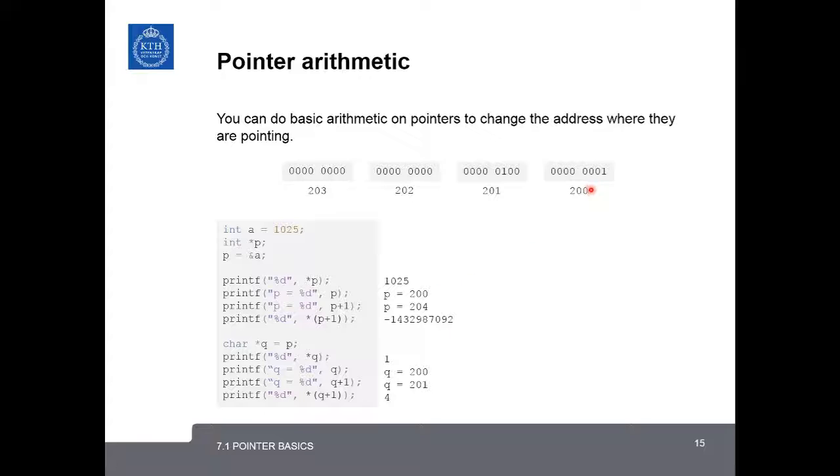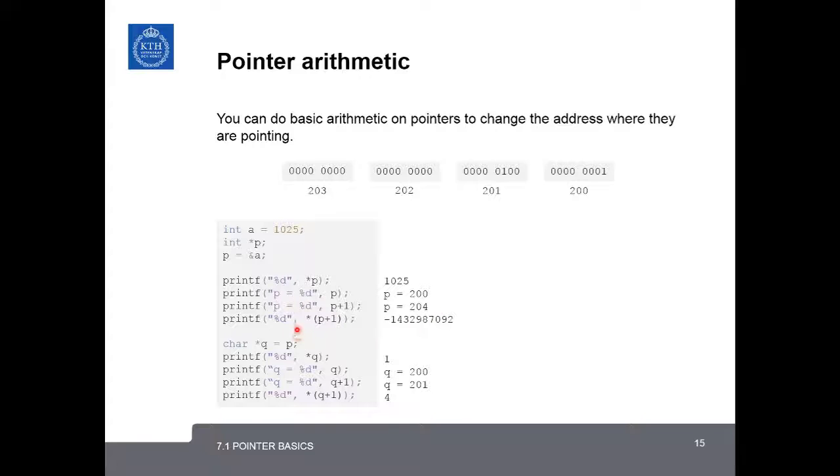In the next line, we print the location where p is pointing to, and we say it's the memory address 200. If we say p plus 1, it knows because it's an integer pointer data type that it has to add 4 bytes to the pointer value to move to the next integer. So when we say p plus 1 here, we get a value of 204.